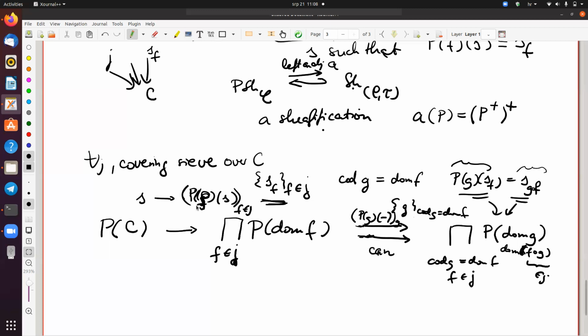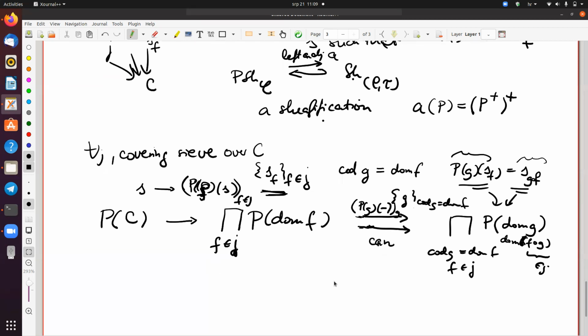This is a tuple in the product. So we want to say that this is an equalizer sequence, so that means that the images of F of S, these two guys agree; there is a unique such S such that they agree. So I'm just expressing this in terms of exact sequence.